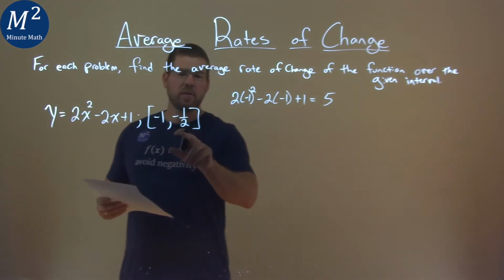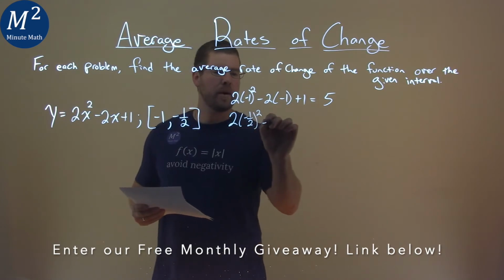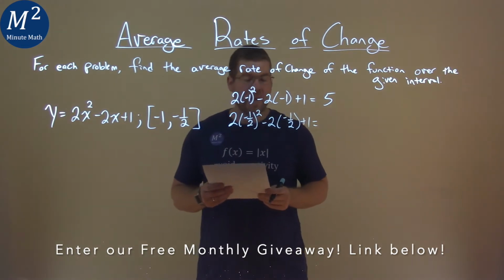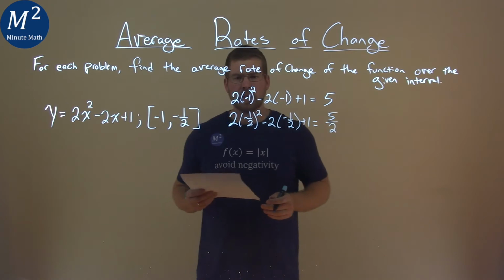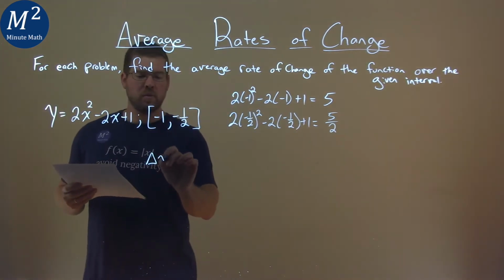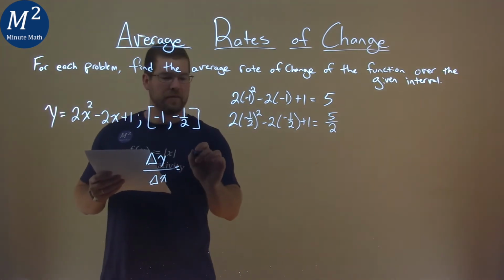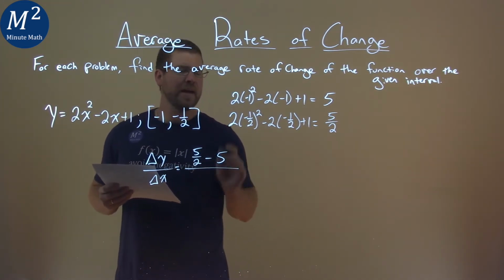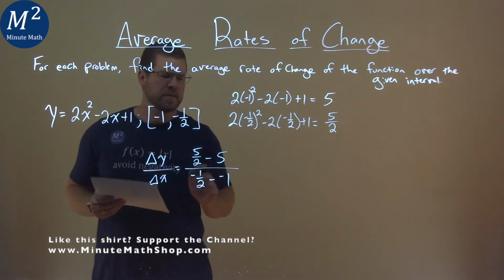So it's the same thing with the negative 1/2. 2 times a negative 1/2 squared minus 2 times a negative 1/2 plus 1. And that comes out to be 5/2. So we have our two y values. Let's use our formula here. The change in y over the change in x is equal to y2, 5/2, minus y1, 5, over the change in the x values, negative 1/2 minus a negative 1. Don't forget the double negative there.